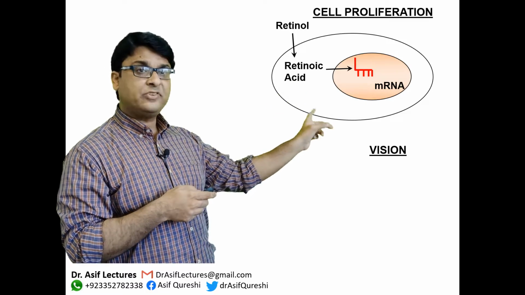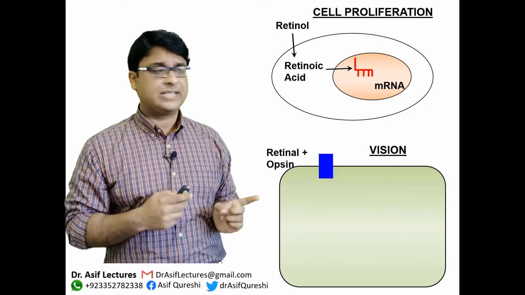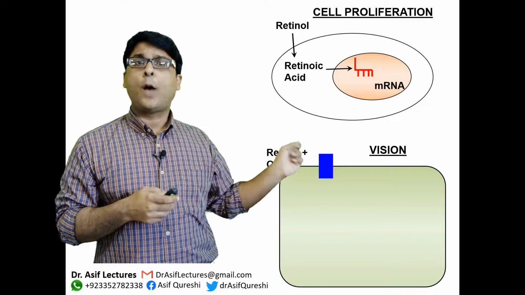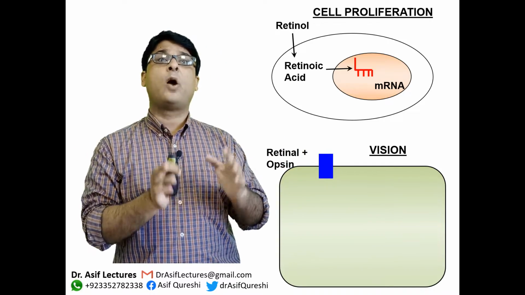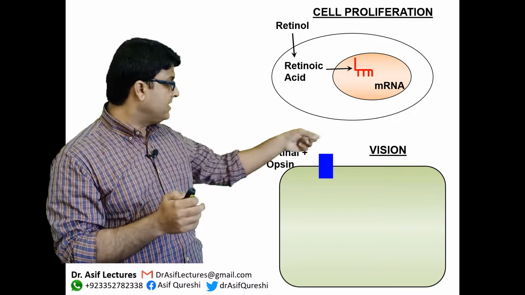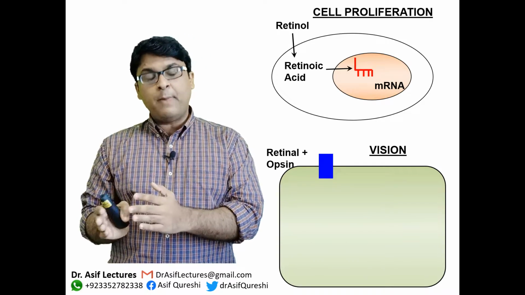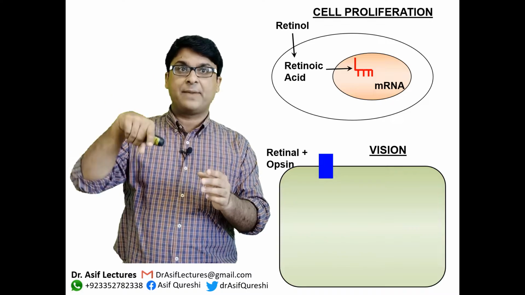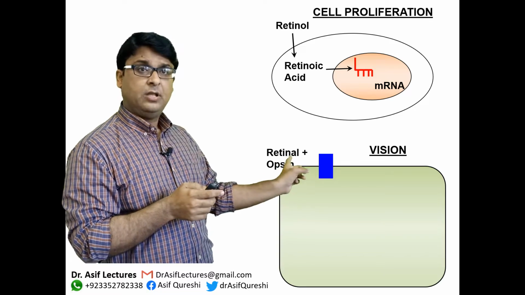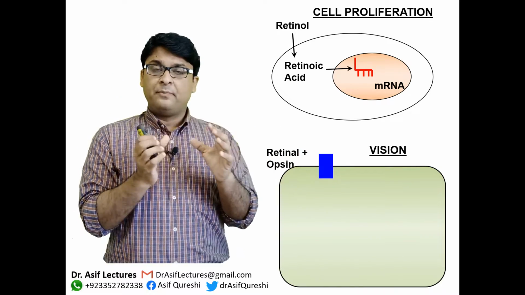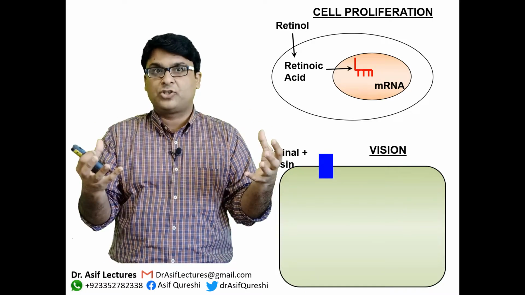Okay, how does it control the vision pathway? So here is a cell of retina, say for example a rod cell, and the blue thing you see here is an opsin protein. Remember I told you the vision function is controlled by the cis form of retinal. So retinal binds with this blue thing, and the combined structure is now known as rhodopsin. So retinal binds with the protein, which is a 7-pass receptor, and the combined structure of retinal plus opsin is known as rhodopsin. So basically, vitamin A in the retinal cells combines with the protein to produce a structure which is called rhodopsin.